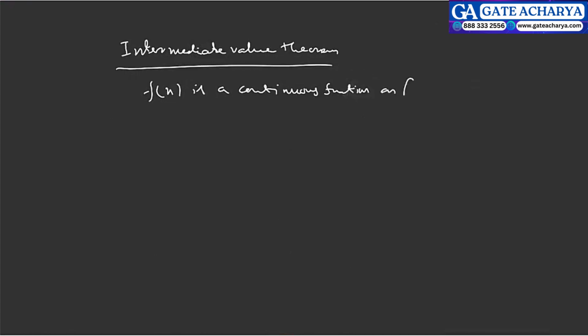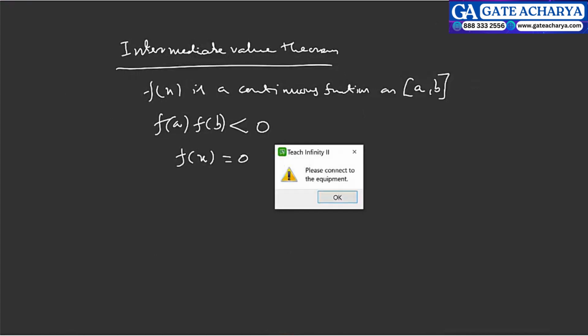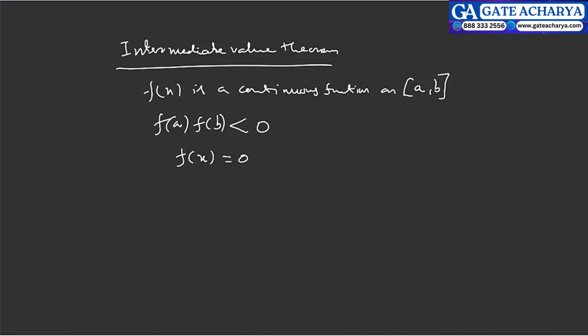Let f be a continuous function on the closed interval [a, b], and suppose f of a times f of b is less than 0. That means f of a and f of b are negative in product, that is, opposite in sign. Then the equation f of x equals 0 has at least one real root on the interval [a, b].